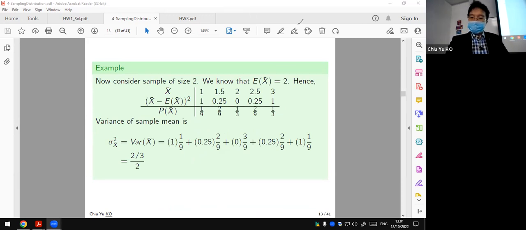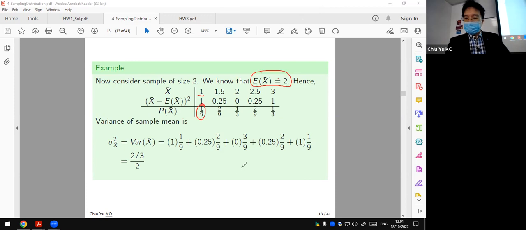And in that case, still we know when n is 2, we still have the same mean, right? We have shown that, right? Actually, it doesn't rely on how many samples you have, okay? And let's calculate the variance, right? When we have 1, okay, it's 1 minus 2 square, right? It's 1, right? And 1 up here, only 1/9.